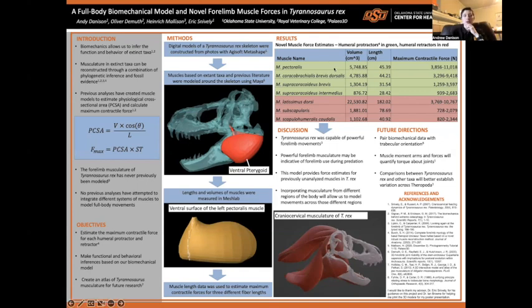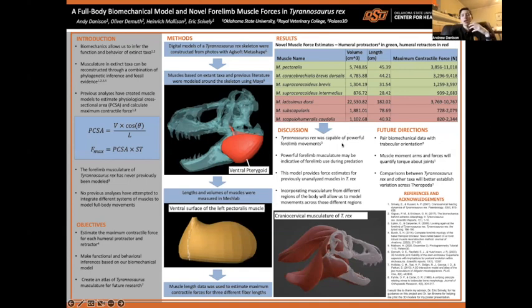Moving into the results, here, this table shows the forces associated with the humeral protractors in green and the humeral retractors in red. And you can see that these forces are quite high. So if you are not familiar with newtons, these translate to around 800 pounds of force on the lower end to around 2,500 pounds of force on the higher end for both the largest humeral protractor, the pectoralis, and the largest humeral retractor, the latissimus dorsi.